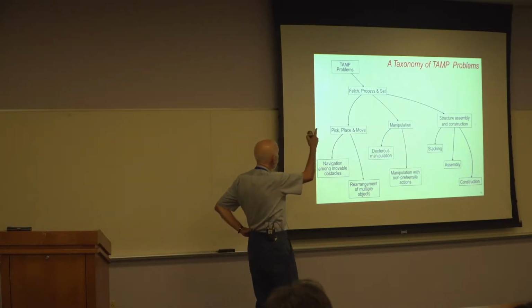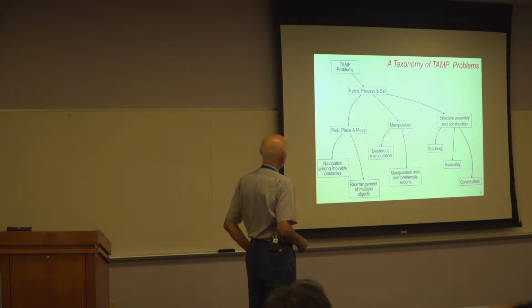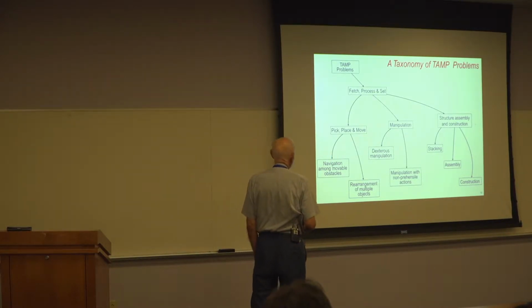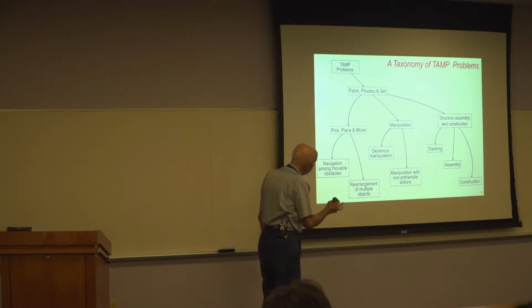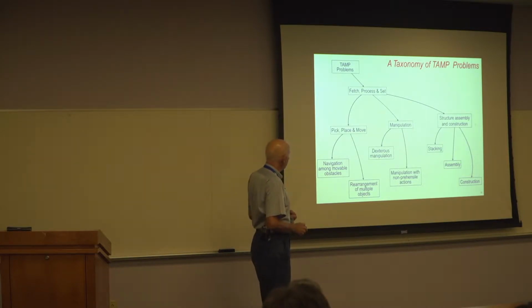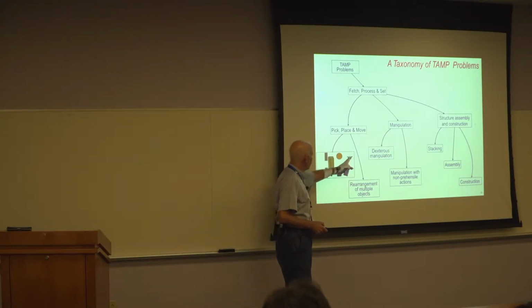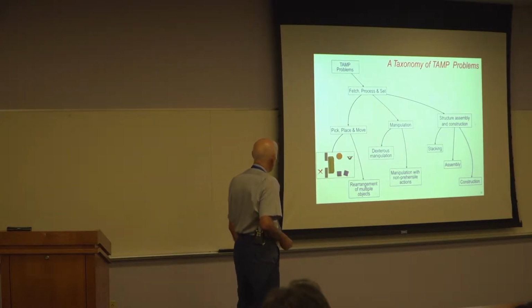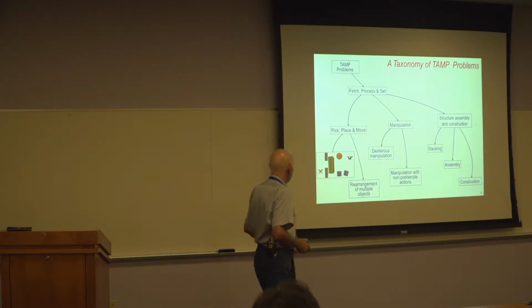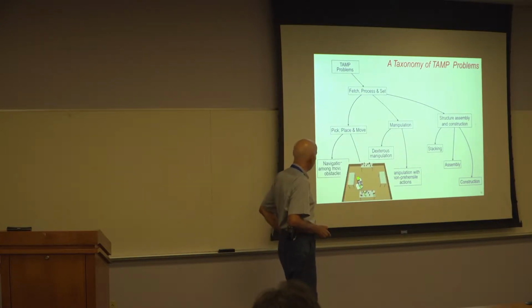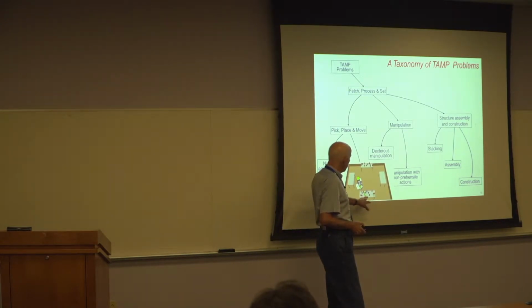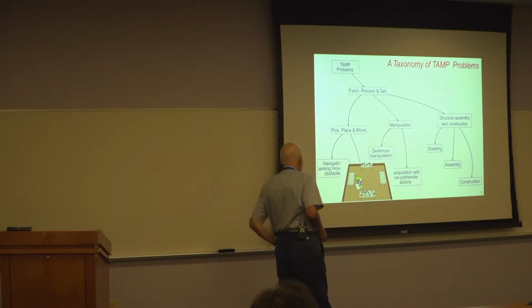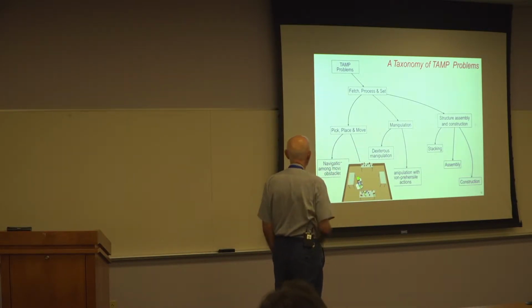I presented the general fetch, process, and set, but this general fetch, process, and set can be refined into several more specialized problems. For example, navigation among movable objects. In navigation among movable objects, I have to move this robot from here to here, but there is this sofa here that's on the way, and it needs to be pushed in order to allow the robot to move there. There is the rearrangement of multiple objects, for example, sorting these objects, putting the red to the right and the green to the left, for example, for the two objects here.